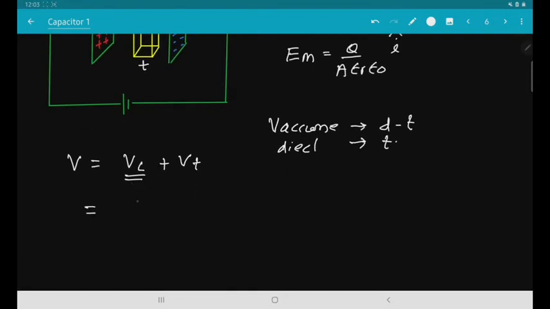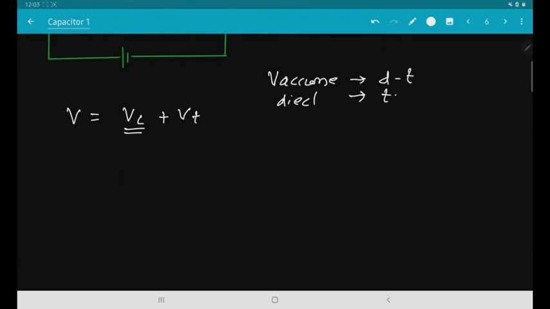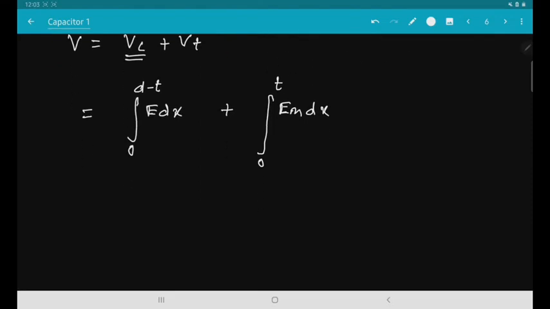So for the vacuum we'll be integrating E dot dx. Let me write it here. We'll be integrating E dot dx from 0 to, let us say, D minus T, and for dielectric will be integrating from, again, electric field in medium dx from 0 to T. This will be the integration that is required.